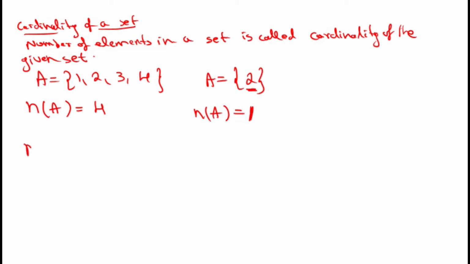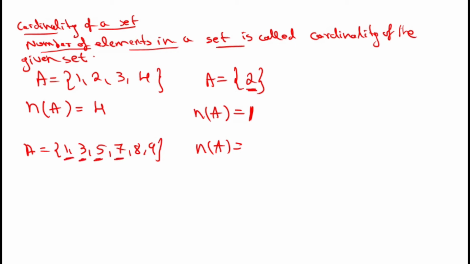Suppose set A is equal to {1, 3, 5, 7, 8, 9}. What is n of A? n of A is nothing but the cardinality of A. Cardinality of A means the number of elements in the given set. How many elements are there? 1, 2, 3, 4, 5, 6, right? So here you can write n of A equal to 6. Clear? Cardinality of set A is nothing but the number of elements in the given set A.